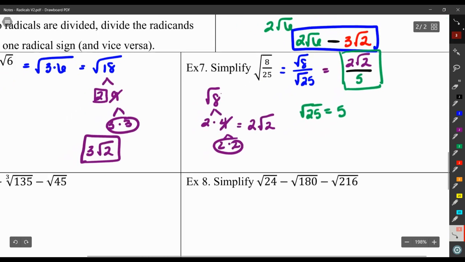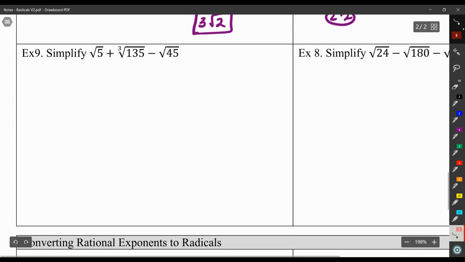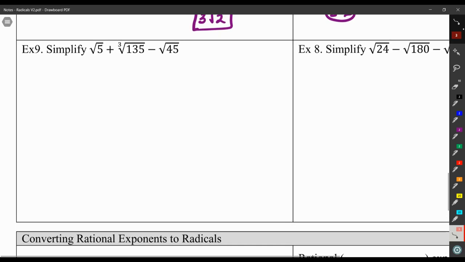We got a couple of examples at the bottom about adding and subtracting radicals. So I would like you to try example 9 by yourself. Please be careful to realize if you have cube roots or square roots to take out groups of 3 or pairs of 2 numbers. Pause the video, try example 9.